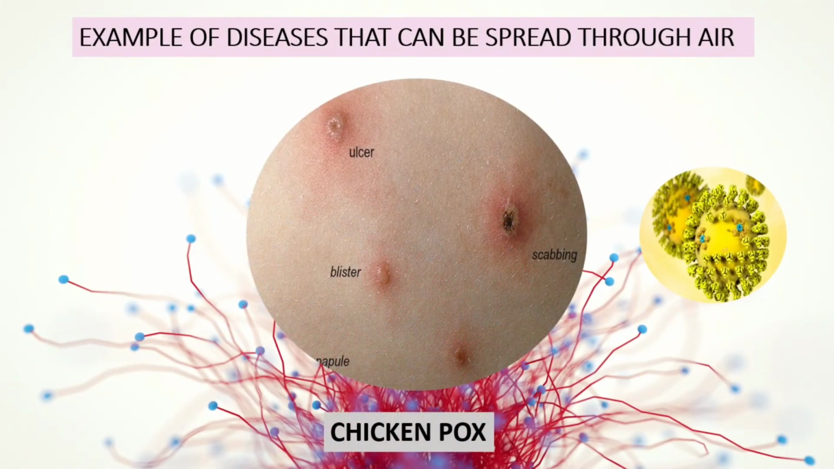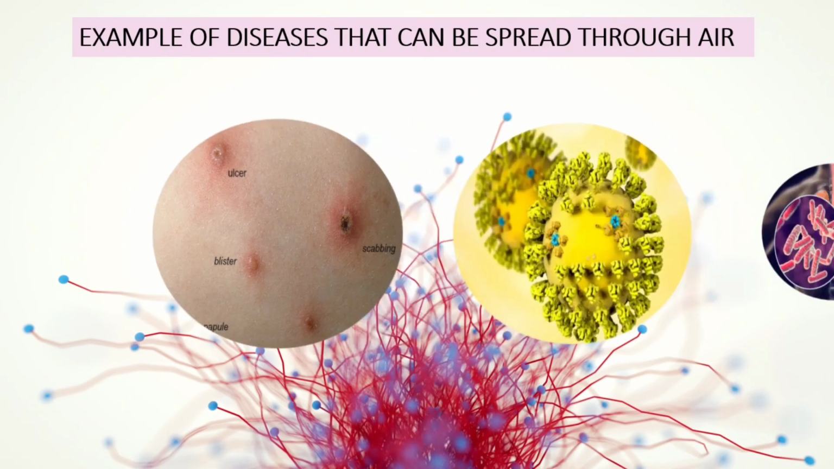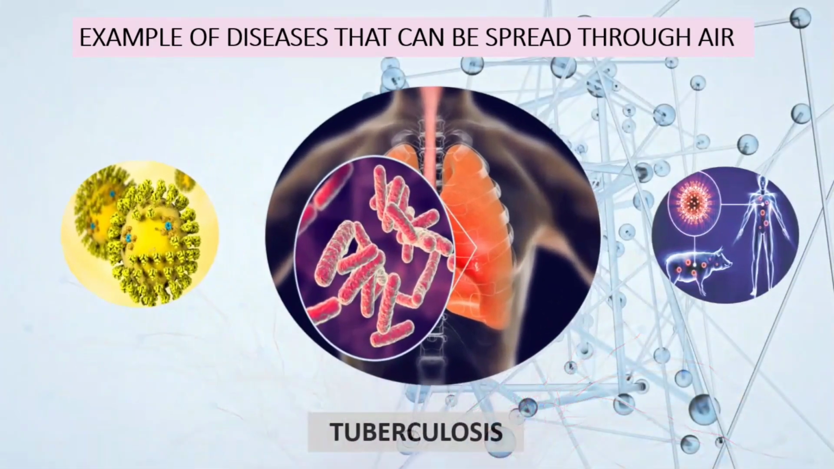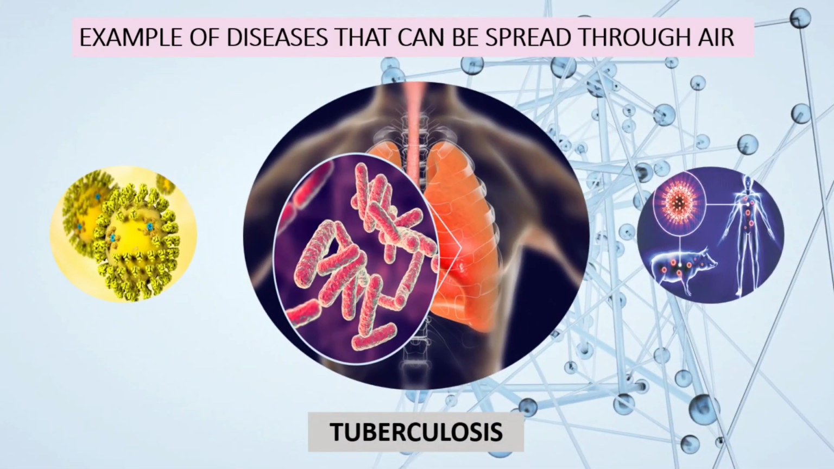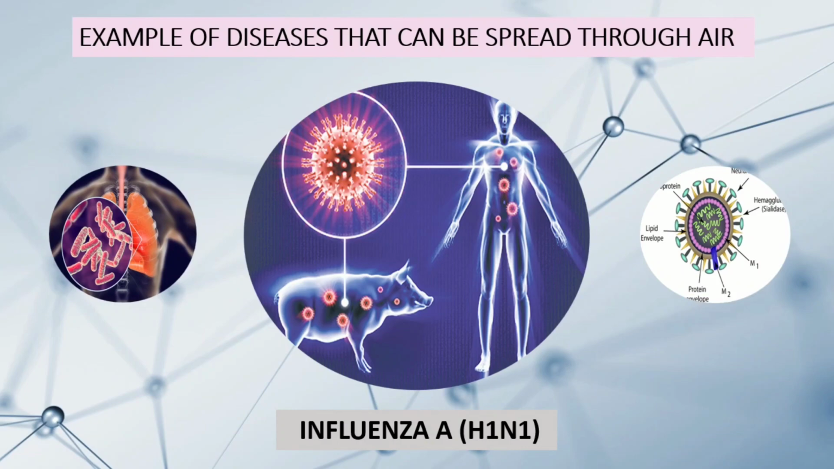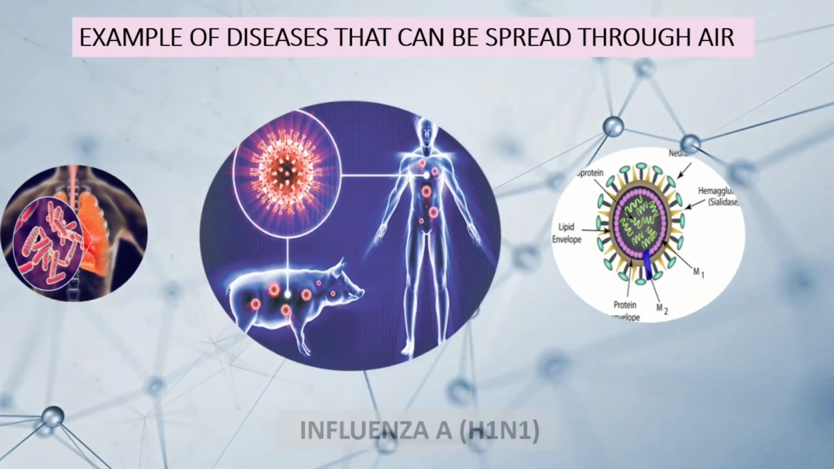Okay, so let me take a look at the examples of the diseases that can be spread through the air. For example, chickenpox, we have SARS, severe acute respiratory syndrome, and then we have tuberculosis. Tuberculosis ni kita boleh kenali sebagai TB ataupun penyakit batuk kering. And then we have influenza type A, the H1N1 virus, and also flu.